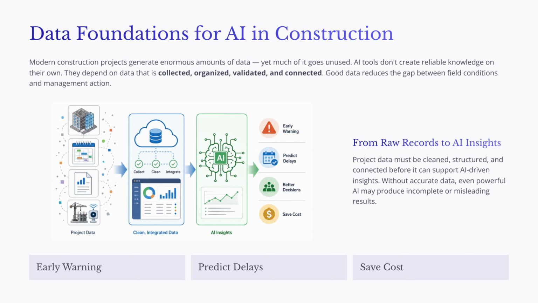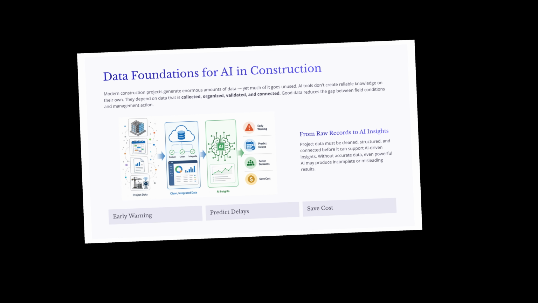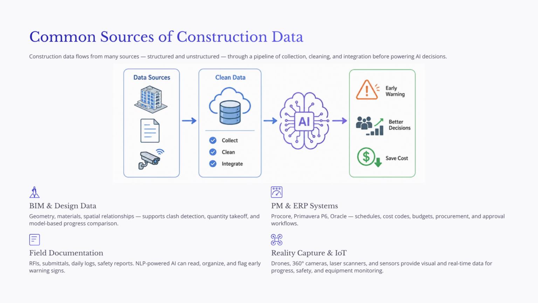A daily report, an RFI response, a schedule update, or a field photograph can become a valuable management resource, but only if it can be found, trusted, compared, and reused. So, in this chapter, we begin with the foundation. Before AI can improve estimating, scheduling, progress tracking, safety, quality, or field communication, the project data behind those tools must be reliable. Construction data comes from many different sources, and each source supports a different type of management decision.